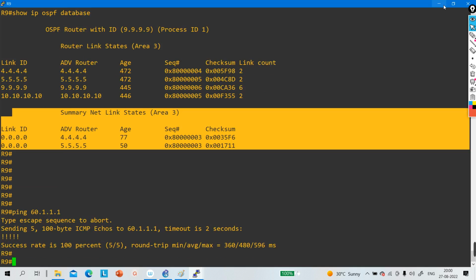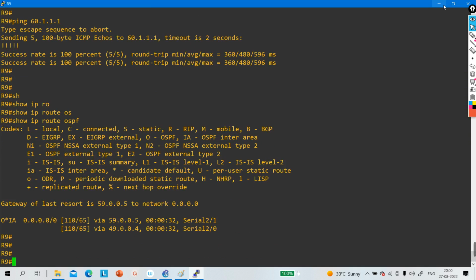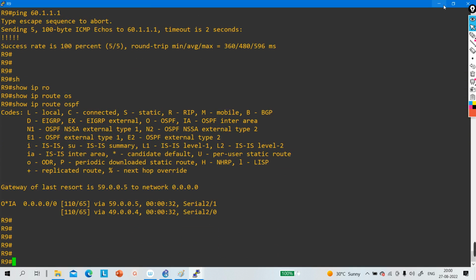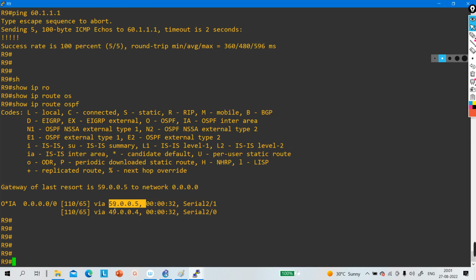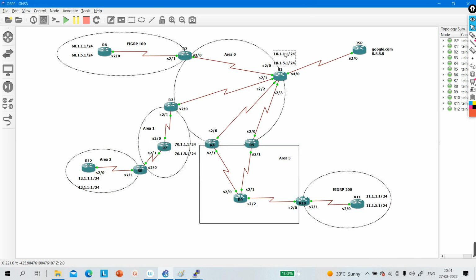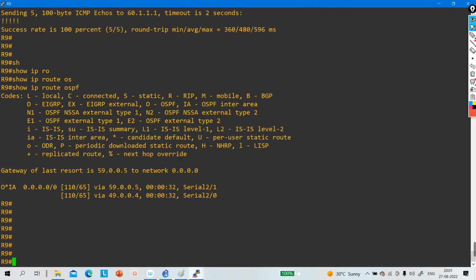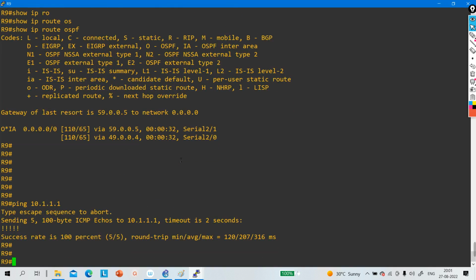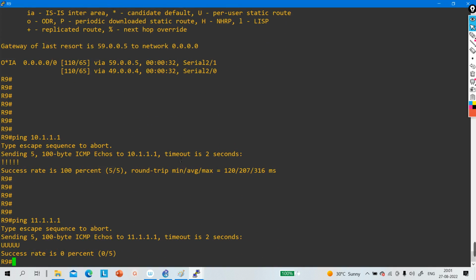right? Or you can check the routing table of this router as well. So IP route OSPF, there is only one default route, right? And the next hop is router 4 and router 5, which are ABRs, and the ABRs have these 10 prefixes, right? So I can ping 10.1.1.1 also, which is present in the backbone area. But I am not able to ping the prefixes which are present in the EIGRP 200 domain. See, I am not able to ping.